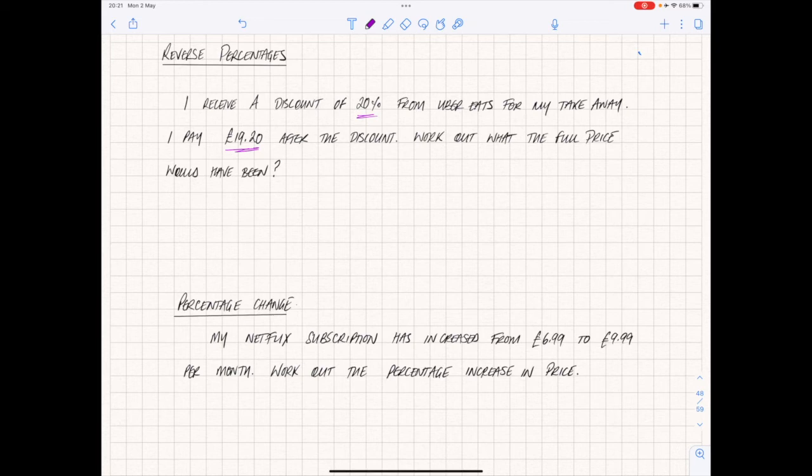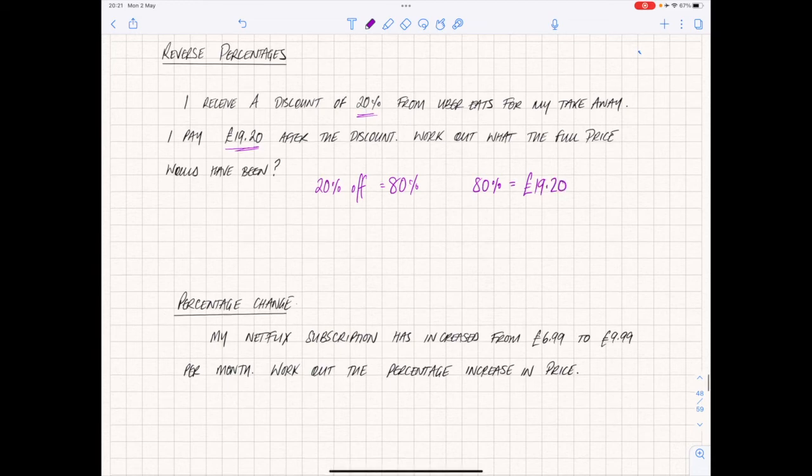So if we look at it like this, we can say that 20% off means I'm actually paying 80% of the price. So 80% is actually all I'm paying for this takeaway, which is a better way to think about it. So what you're then saying is 80% is equal to £19.20. Okay. If it was 10% off, that'd be 90%. Now what the question is saying to me, what is the full price?